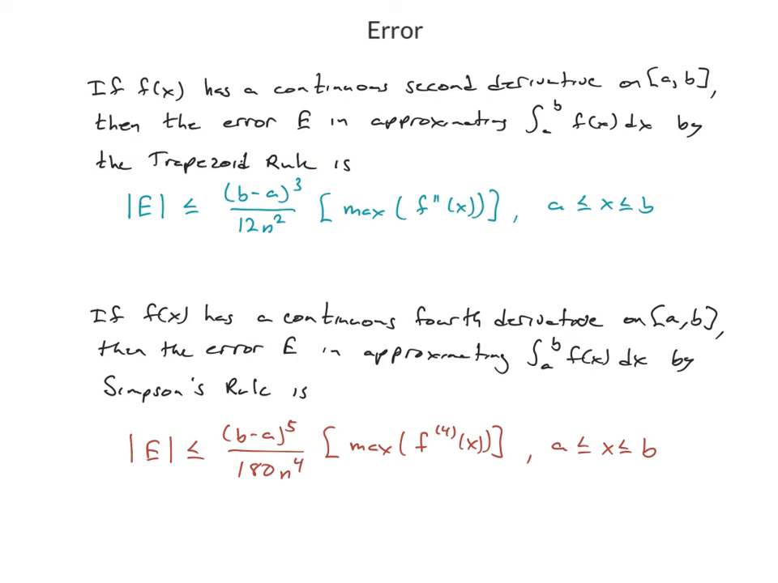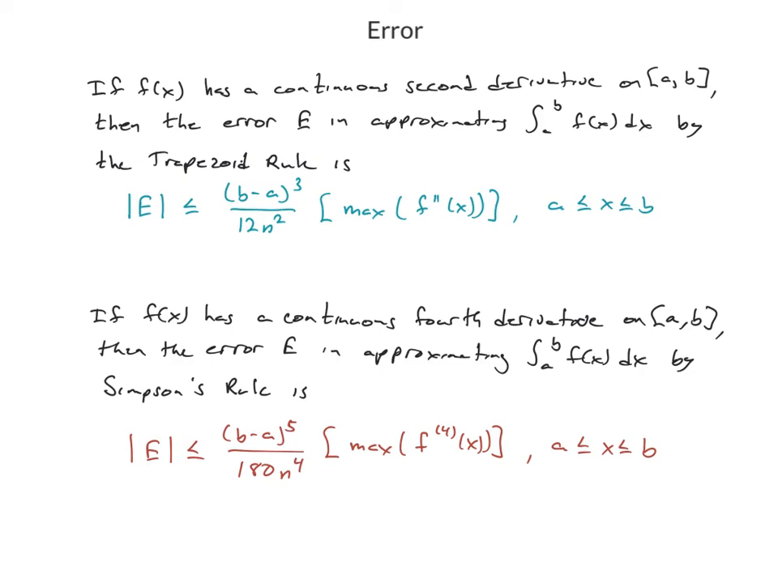Then the error E in approximating our definite integral by using the trapezoid rule is going to be: the absolute value of E is less than or equal to (b minus a) to the third power over 12n squared, where n is the number of trapezoids you're working with, times the maximum of the second derivative of f(x) on the interval from a to b. So you've got to identify the maximum value of that second derivative on an interval.